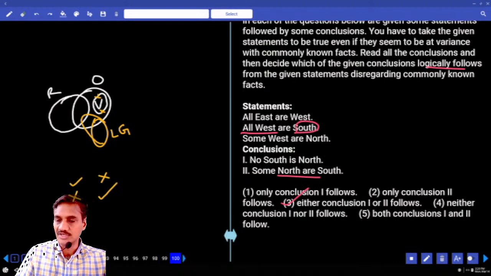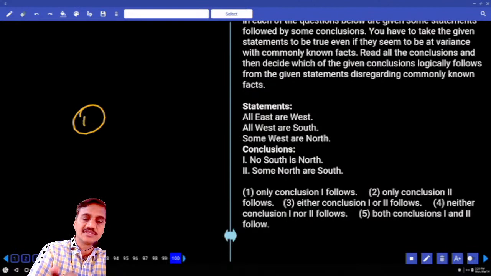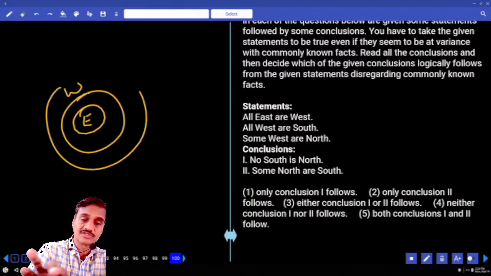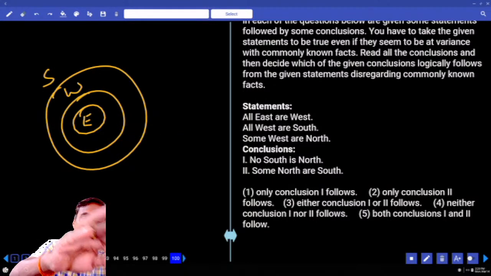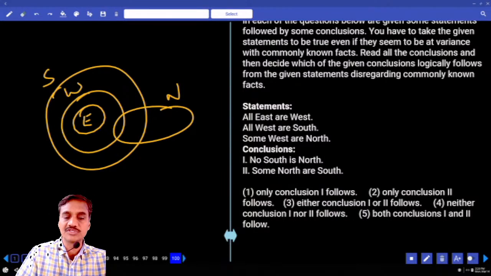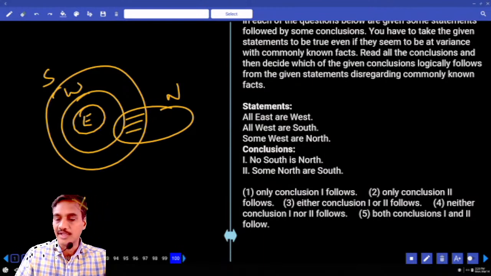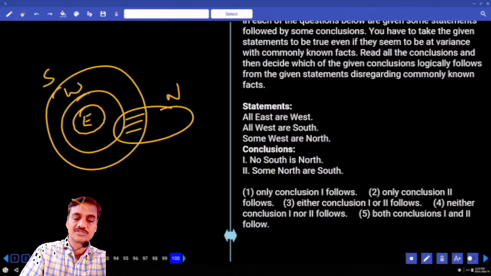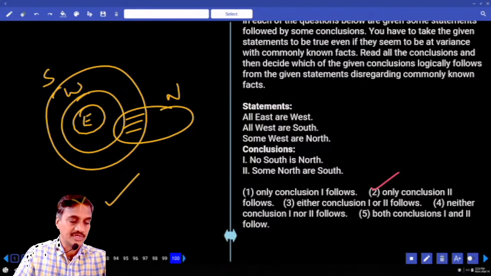Then coming to this 100. Now in this 100, all east are west. Now this entire east is a part of west. And all west are south. And some west are north. Some west are north, intersection between west and north. Then first one, no south is north, or north. That is false because some south are north is true. And some north are south is always true. And so what is your answer? Only 2 follows. Only 2, that is choice 2.